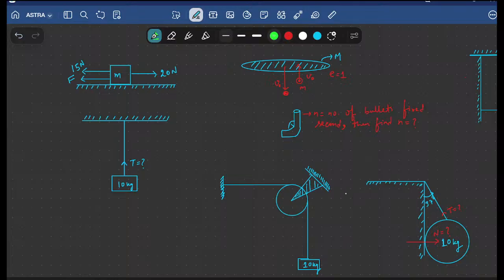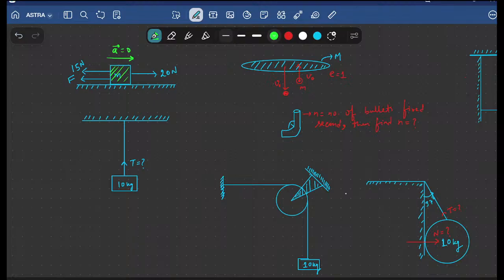Okay, now let us see here. This is a very simple example. There is a block of mass m, and this block is unaccelerated. It was mentioned that the acceleration of the block is 0. Now, what do you mean by acceleration of the block is 0?